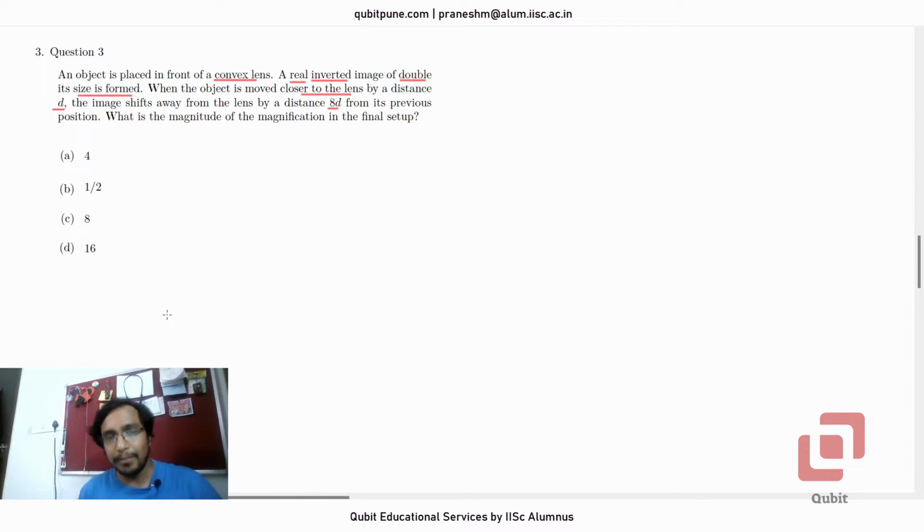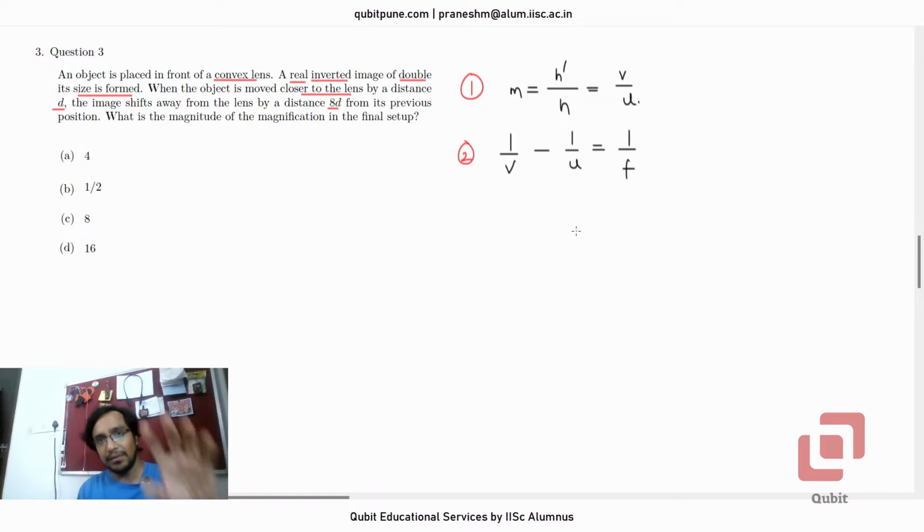To solve this problem, we will need two formulae from the ray optics and optical instruments chapter. The first formula being the formula for the magnification. In usual notations, it will be h prime by h or v by u. This is the first formula that we are going to use to solve this problem. And the second one will be 1 upon v minus 1 upon u is equal to 1 upon f. In usual notations, f is the focal length.